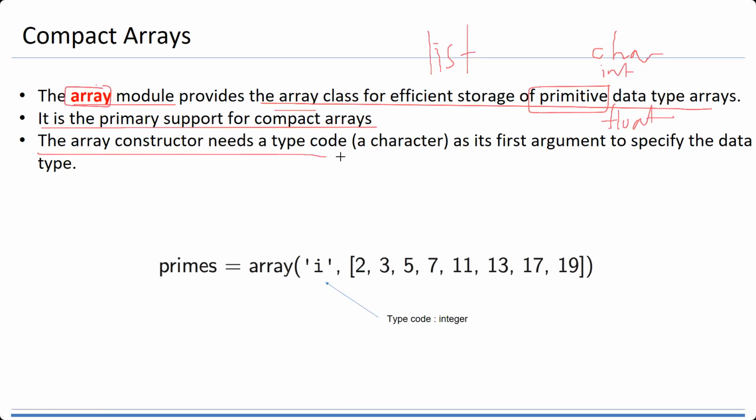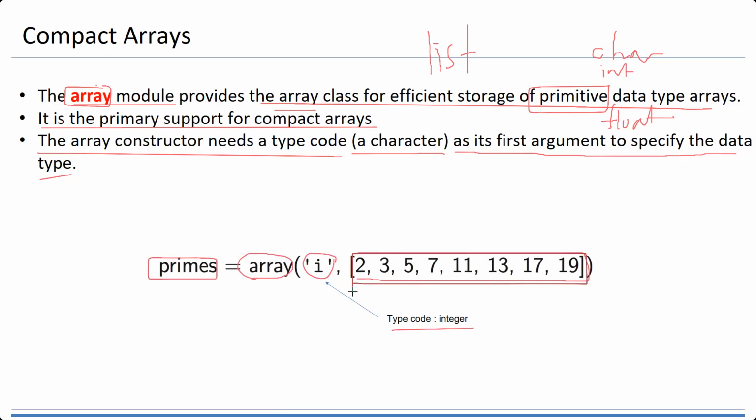The array constructor needs a type code, or a character, as its first argument to specify the data type. For example, I want to have one variable, primes, and this primes is an array, and the data type is I. I means integer. Then all the data here should be integer: 2, 3, 5, 7, 11, 13, 17, 19. Those are integer values. If you put a float number in one of the elements, then it will be an error. So this is not the same as the list. This is just an array.